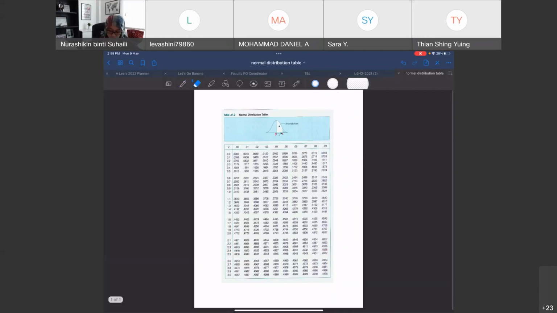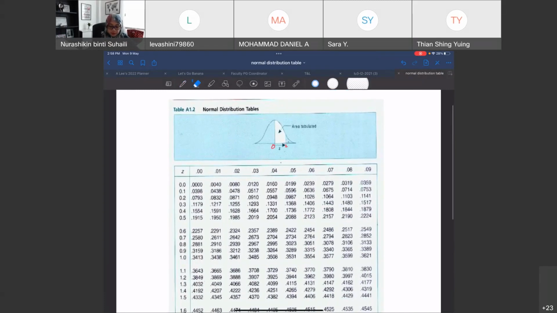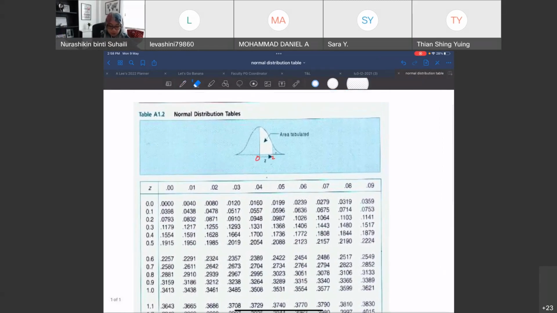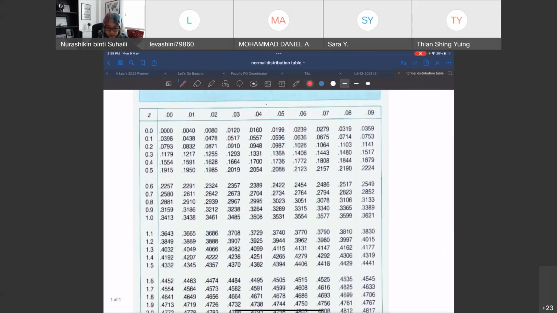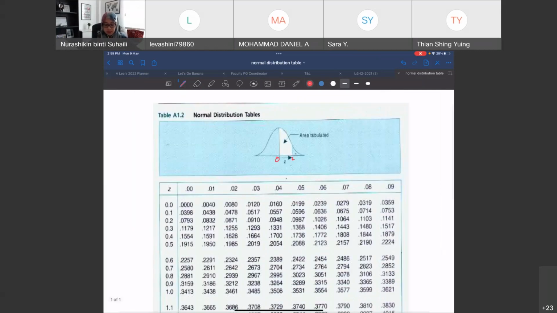So this is what is called the normal distribution table. If you see here, the Z value is given in the leftmost column, and the values inside the table are the area. So how to use this table?